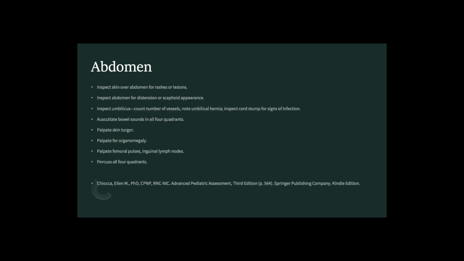For their abdomen, we're going to be looking for distension. A scaphoid appearance is concerning for diaphragmatic hernia. We also want to look at their umbilicus. Is it healing normally? Is there redness? Is there drainage? We'll listen to bowel sounds in all 4 quadrants, as well as palpate for any organomegaly.